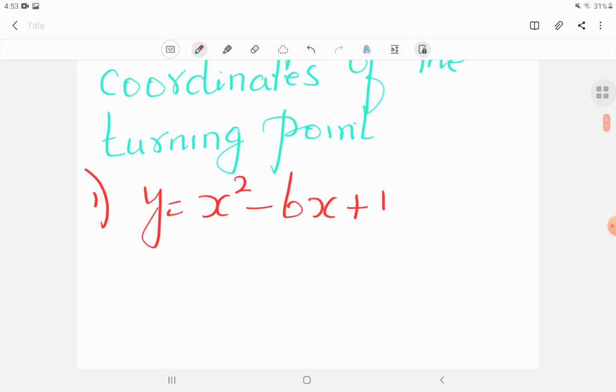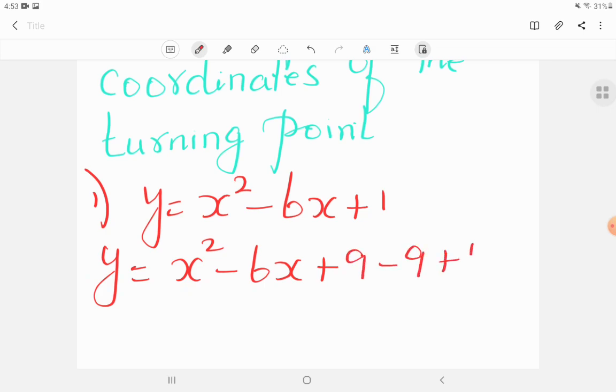We use the completion of square method, which means we take the coefficient of x, which is 6, divide that by 2 and square it. So 6 divided by 2 is 3, and 3 squared is 9. Therefore y is equal to x squared minus 6x plus 9, minus 9, plus 1.